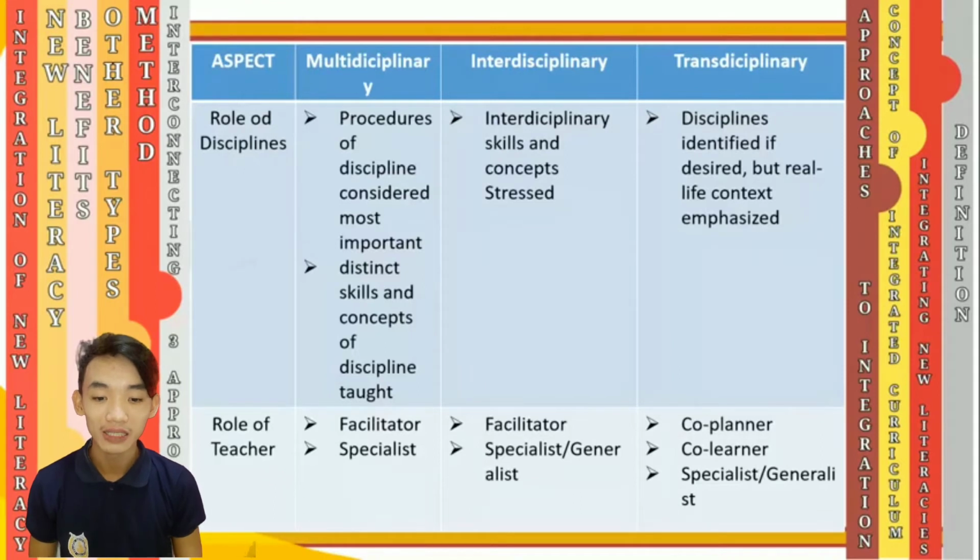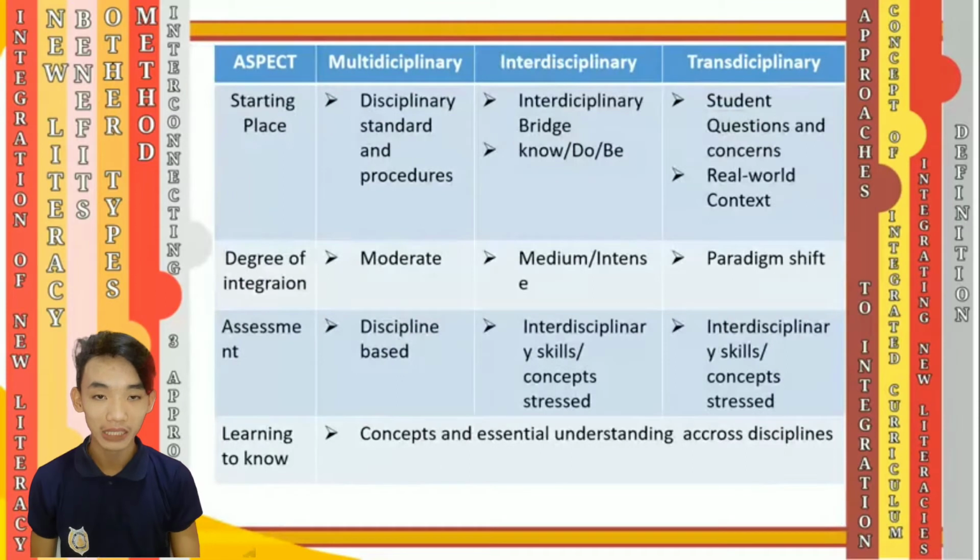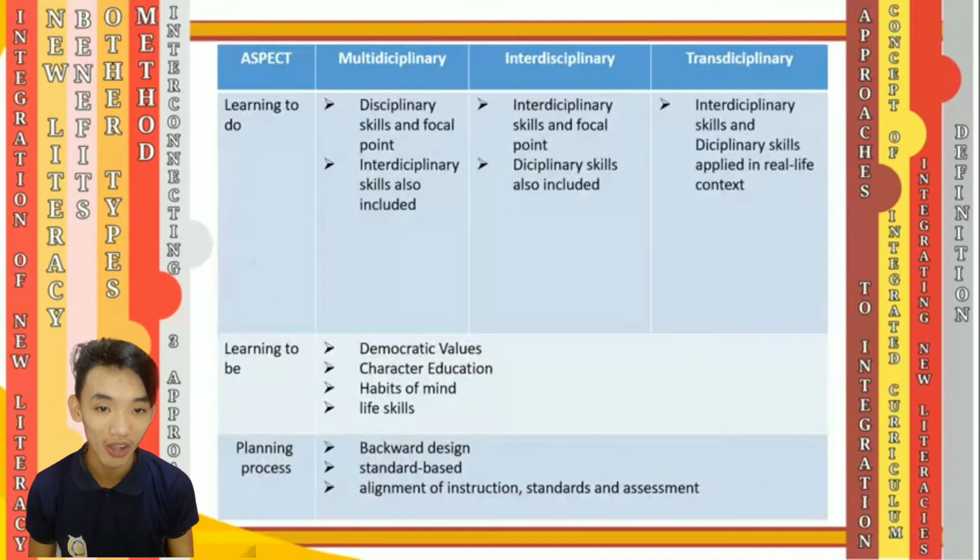The fourth is the starting place. In terms of multidisciplinary, disciplinary standards and procedures. In terms of interdisciplinary, it is to know, do, and be. While in terms of transdisciplinary, student questions and concerns to connect in the real-world context.